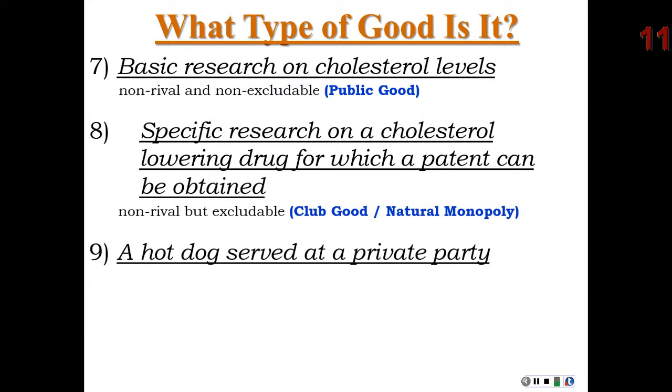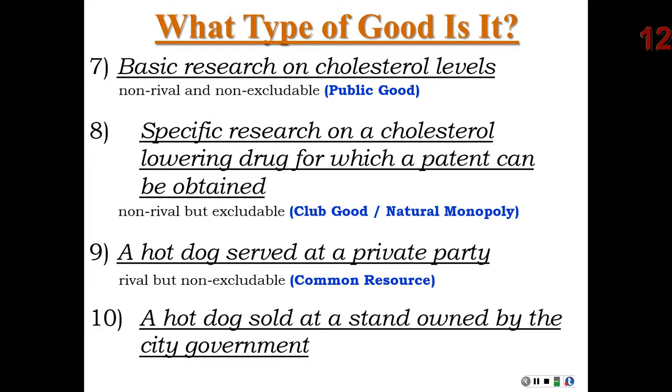Okay, what about a hot dog served at a private party? Now, don't get hung up on the private party aspect. Think about you're at the party and anybody's invited to the party. Once you're at the party, there's hot dogs lined up on the table. No one's being excluded from going up to the table and getting as many hot dogs as they want, but any hot dog you consume is now a hot dog someone else can't consume. Therefore, that would be an example of a common resource. Those hot dogs, if they're desirable by consumers, would probably be demolished, right? Especially if there's not enough at the table compared to the number of people at the party.